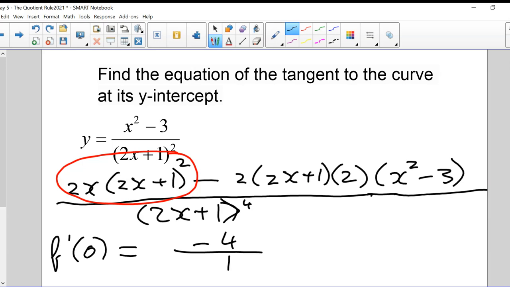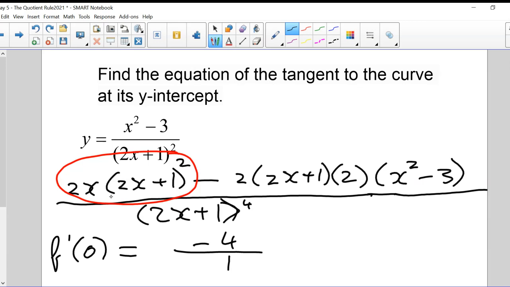So the root of the top, which is 2x, times the underived bottom, which is that. The root of the bottom, which is 2 times 2x plus 1 times 2 times the underived top, so x squared minus 3. Yeah, that's fine now. Okay, so let's get back to putting in 0 into this.